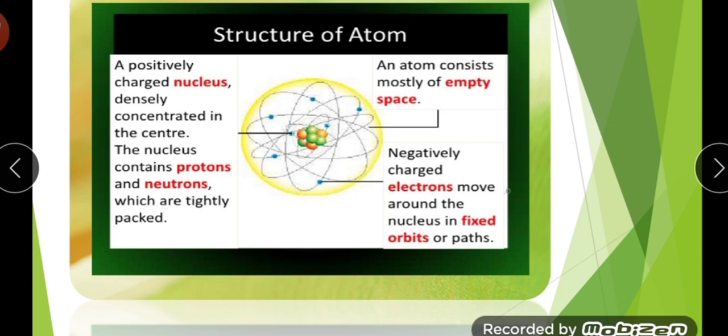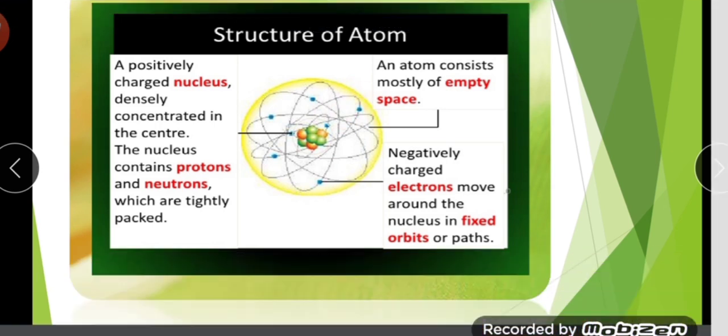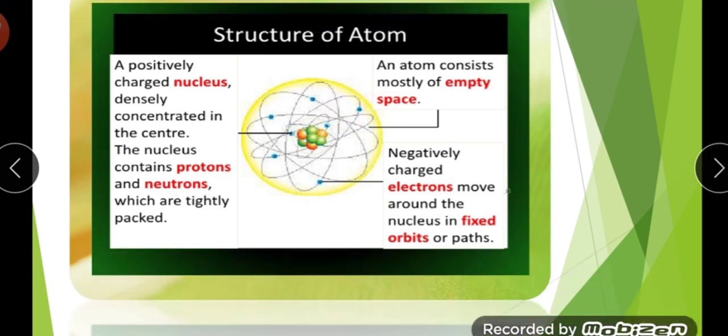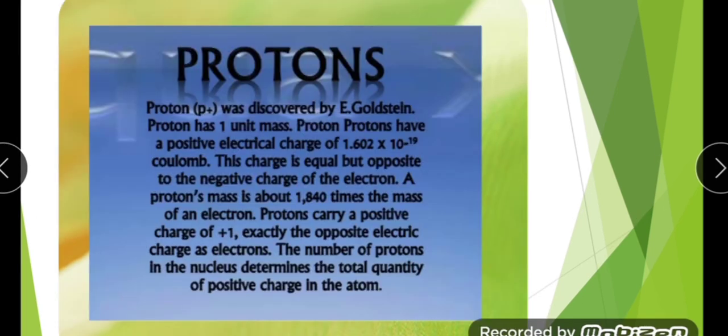Also, the atom consists of mostly empty space, which you can see here, and the electrons are revolving around the nucleus in fixed orbits or paths. Now let's study them in detail.